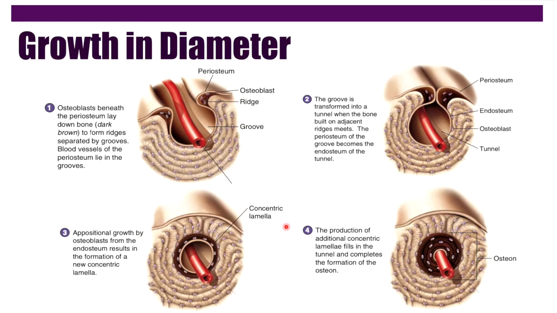While the bone is increasing in length, it also increases in diameter. In fact, growth in diameter, or appositional growth, occurs even after growth in length ceases. Appositional growth, or the increase in the diameter or width of bones, occurs beneath the periosteum. This picture summarizes the sequence of events in appositional growth.